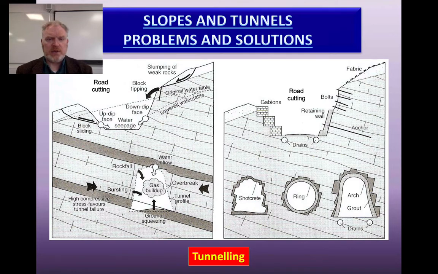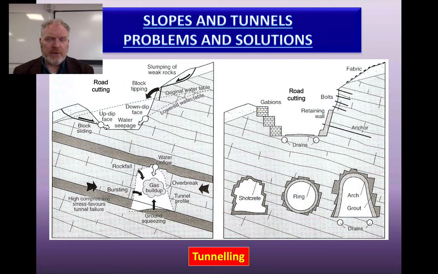These two diagrams show the potential problems that we can have from creating slopes and some of the potential solutions to these. If we look on the left, first of all, you can see that we've got a whole host of problems caused by digging through rock. If you look at the road cutting first, you can see that there are a number of different issues, mostly to do with rock falling into the cutting that's dug out.